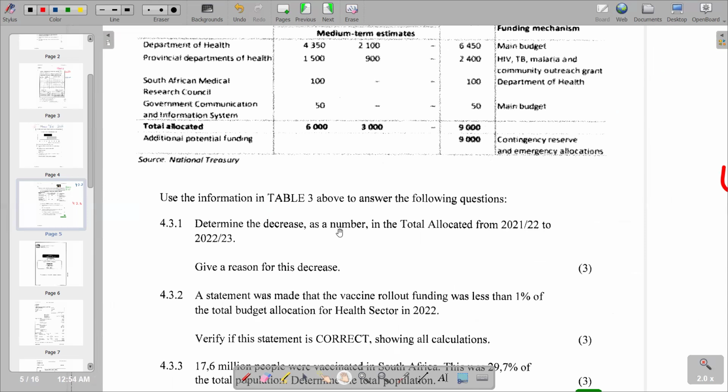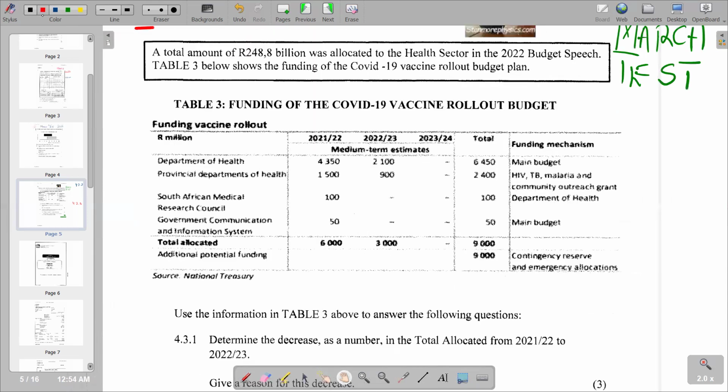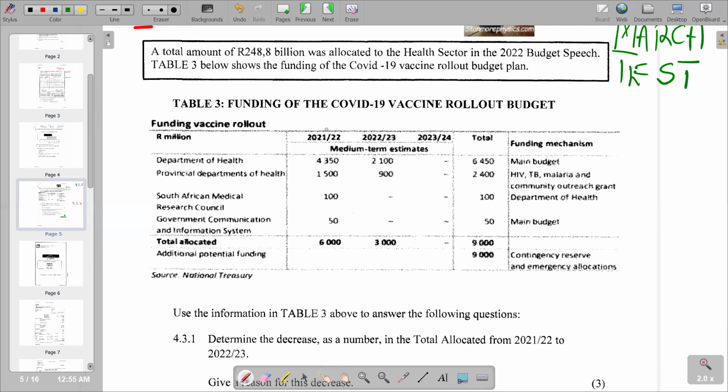You would see that the movement that is being asked is depicted on our graph, from the movement that we are seeing from 6,000 to 3,000. That is from the period 2021 to 2022. Basically, you are just going to calculate the difference between 6,000 and 3,000. So on the answer section, we are just going to present it.